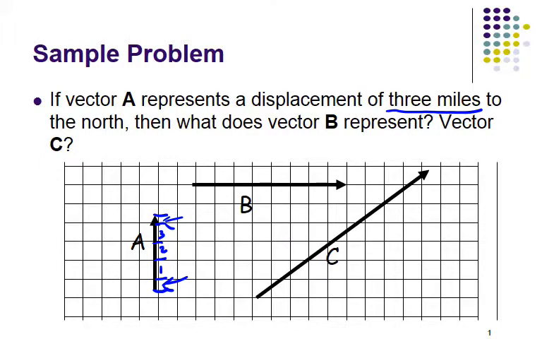So if we look at B, we could use that to scale. We know that it's definitely more than 3 miles, and it's representing some to the east. And for C, it's even longer than vector B in terms of length of miles, and it's at a certain angle theta here.